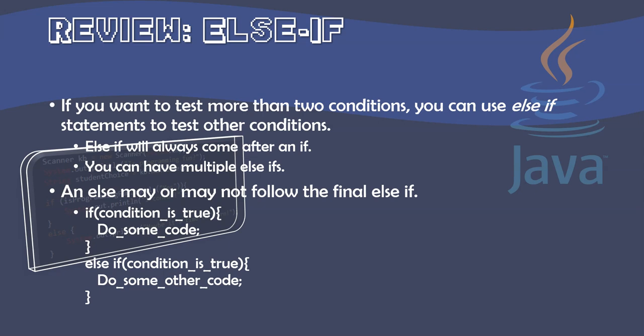So for example, in here we say, hey, if this condition is true, do some code. Else if this condition is true, do some other code. And of course, like I said, I could do other else if statements on top of that to really keep going and see how many independent situations I want to set up for.